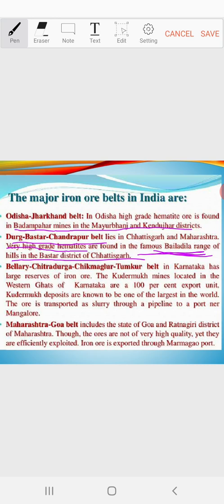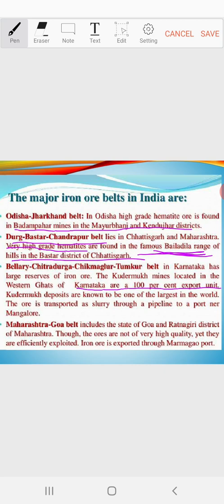Now what is the reason behind it? Because the Karnataka belt is a 100% export unit. This entire Karnataka belt is a 100% export unit. What does it mean? That whatever extraction there is from Karnataka, we just saw the percentage, that is 11% from Karnataka, the entire extraction is for export purposes.